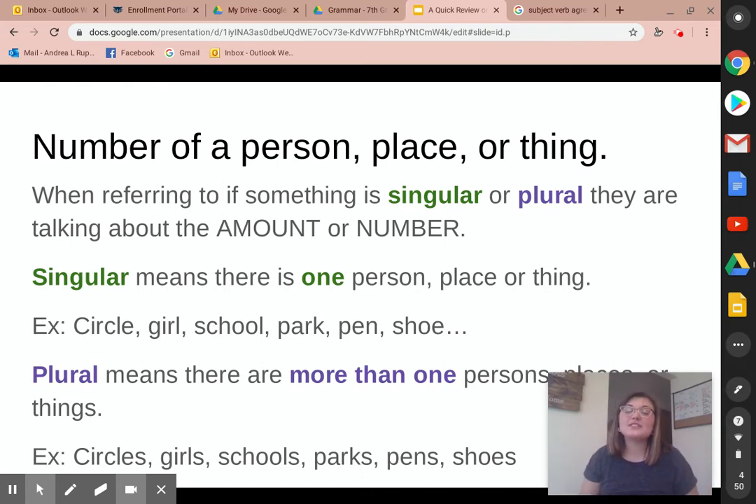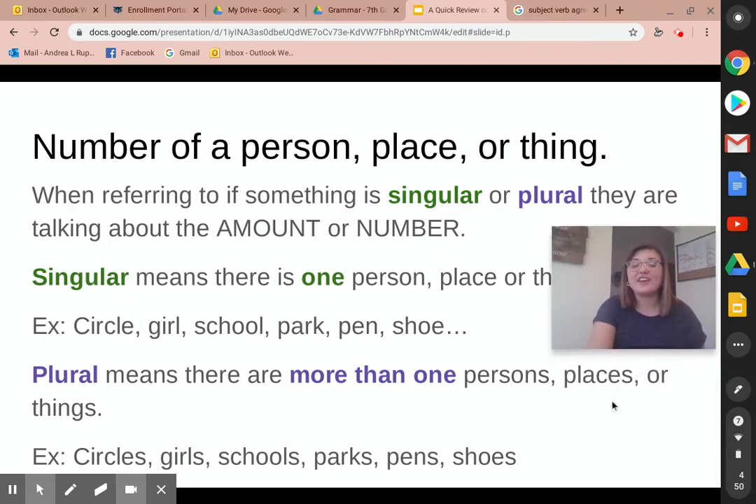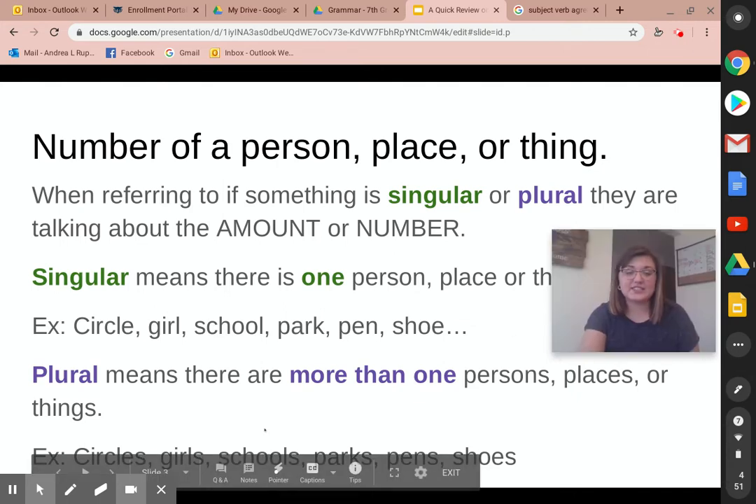Now, plural means there's more than one. Let's move my face so you can see the whole thing. If it's more than one, our examples are going to turn into circles, girls, schools, parks, pens, shoes. All of these are more than one thing. Now, most of them have an S at the end. That's not always the case for plural words, but it often is the case.